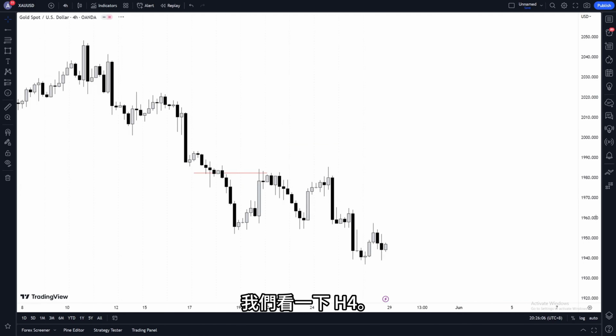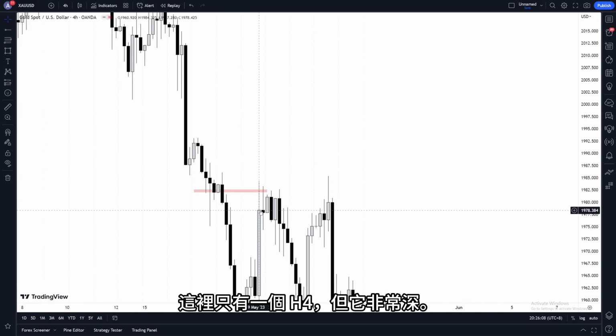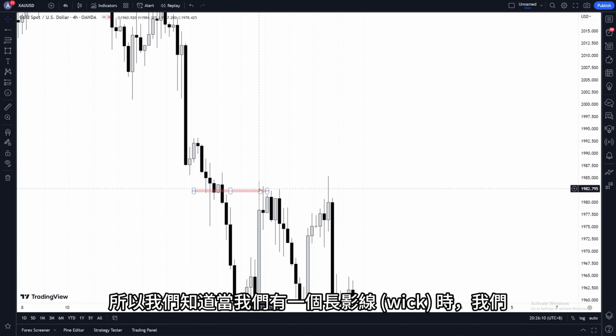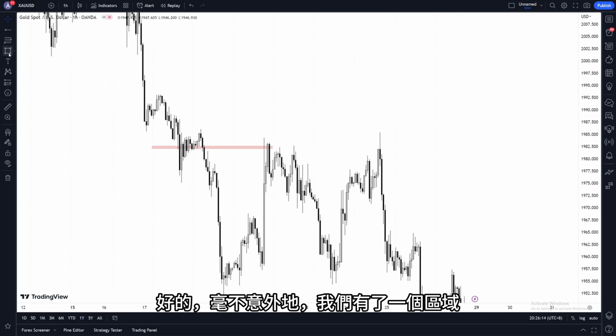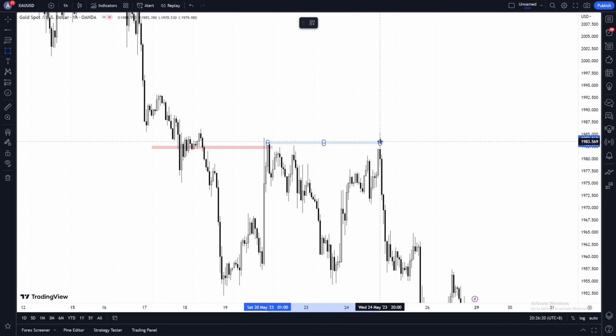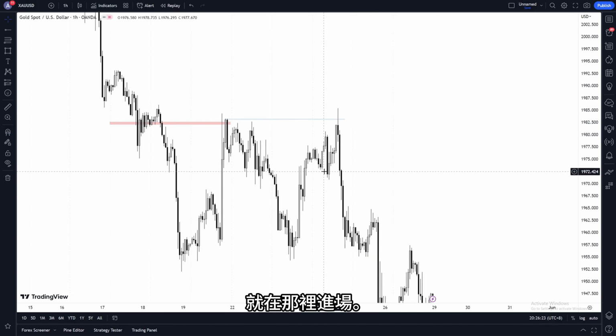We look at the H4. There's nothing really interesting. That's just an H4 here, but it's super deep. So we know when we have a long wick, they're probably hiding something on the H1. And to no surprise, we have ourselves the area to enter right there.